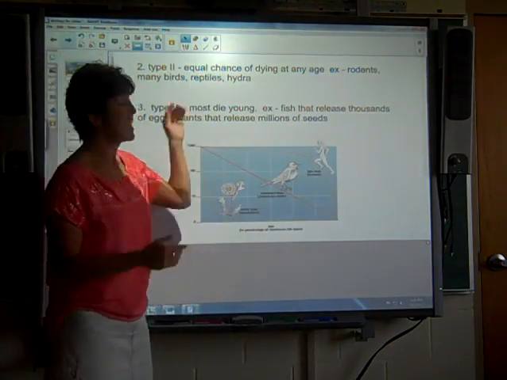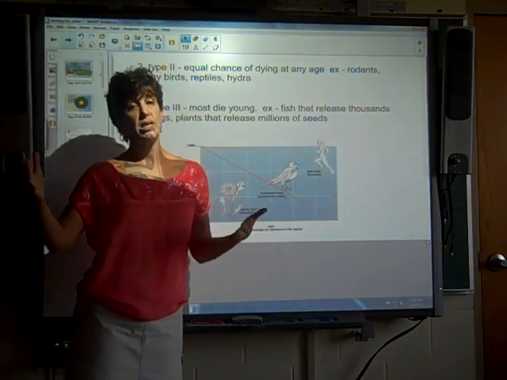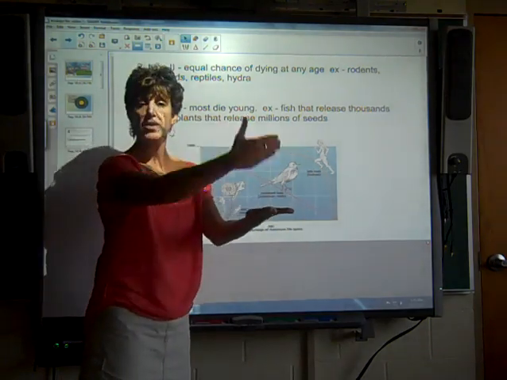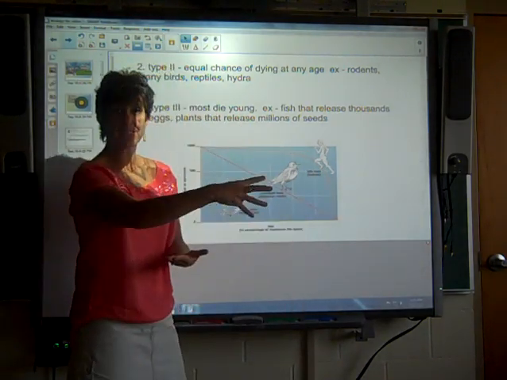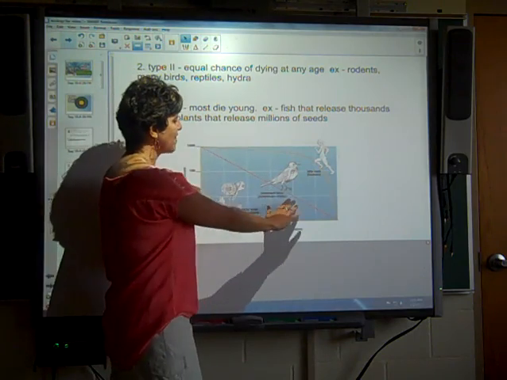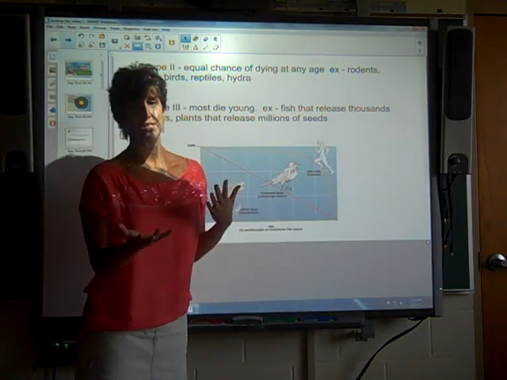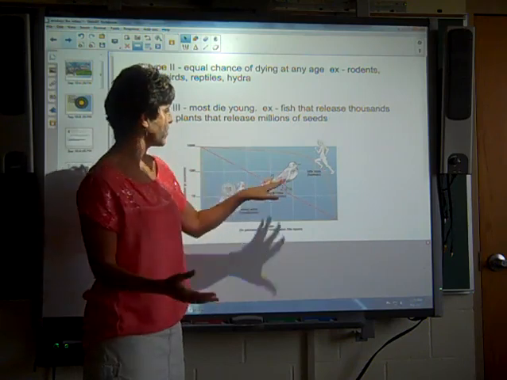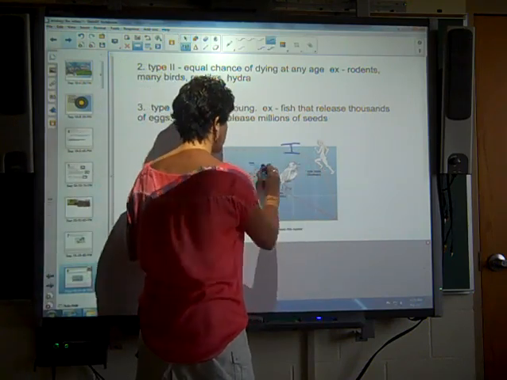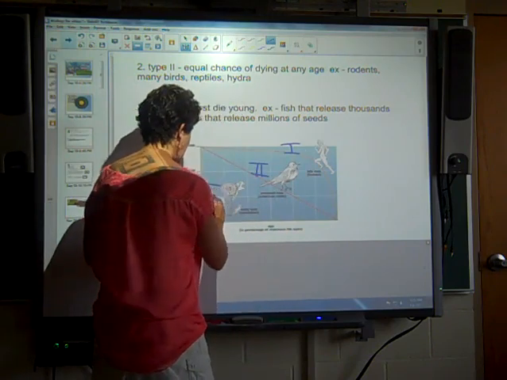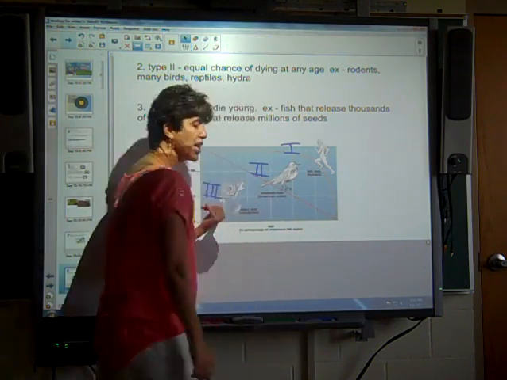Type two, equal chance of dying really at any point in your life. You can die when you're young, you can die in the middle, you can die at the end. We think of birds, mice, rodents, things like that. There's sort of an equal chance of dying at any point in your life. That is curve two. So if I fill these in again, curve one was here, curve two is here, and curve three is here. All right, curve three.